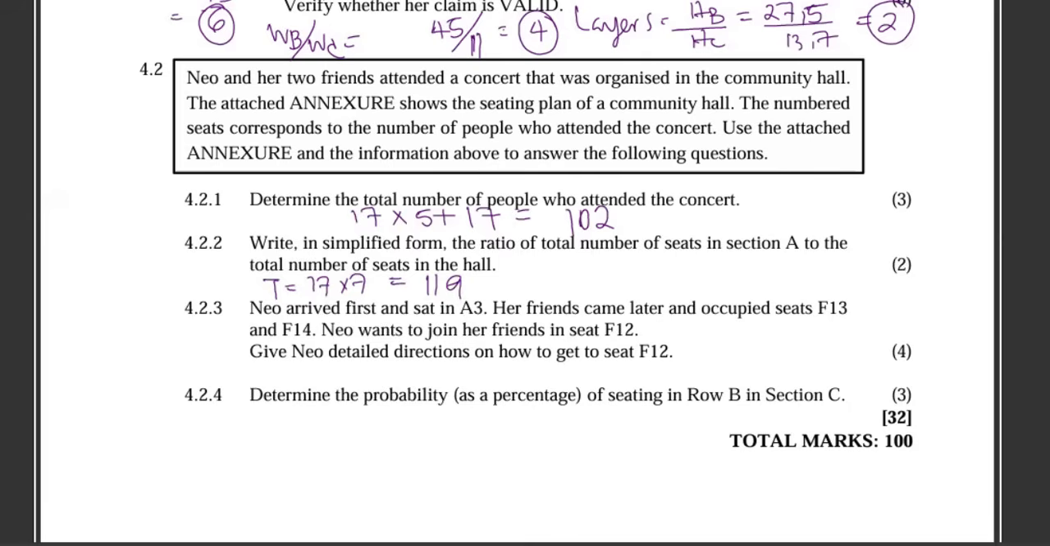So remember we're looking at simplified ratio, section A. So when you look at section A, you'll have 14 is to the whole number. Which is 4 is to 7.